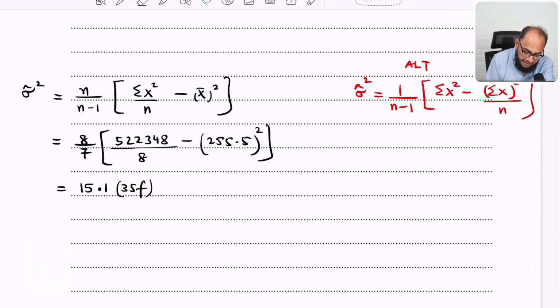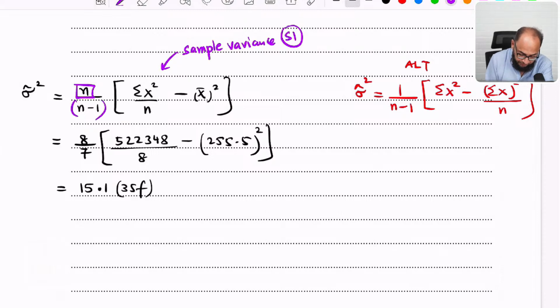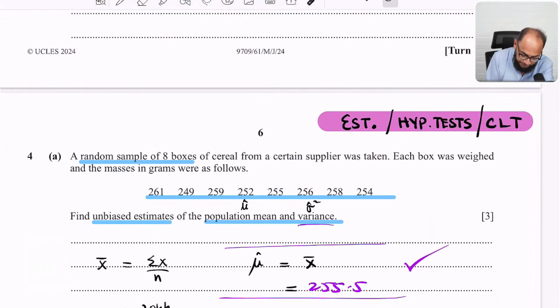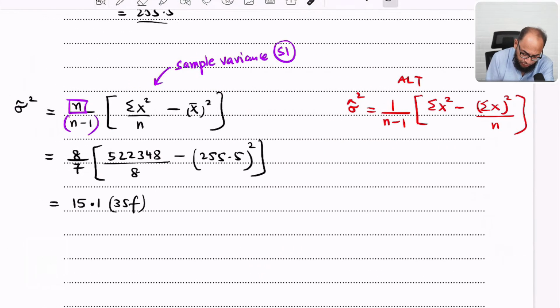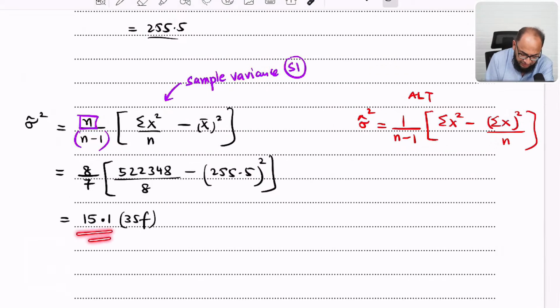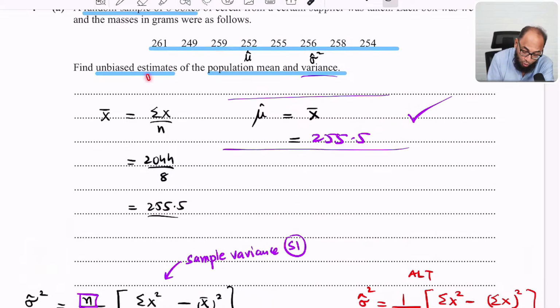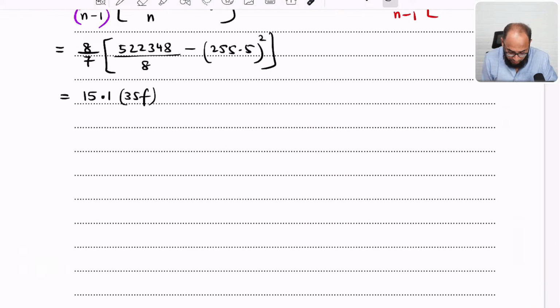What I've done is use the formula for sample variance from S1, and I have rationalized it by multiplication by n over n minus 1. So this you have used in S1: sigma x squared over n minus x bar squared. This is x bar, it's being squared. What is the meaning of sigma x squared? Square each of the values, square, square, square, and add it all up. That is sigma x squared, divided by n, divided by 8. And this is 8 over 7. And that thing is the answer. This is 15.1. That is the unbiased estimate of population variance. Okay, now this thing is done.